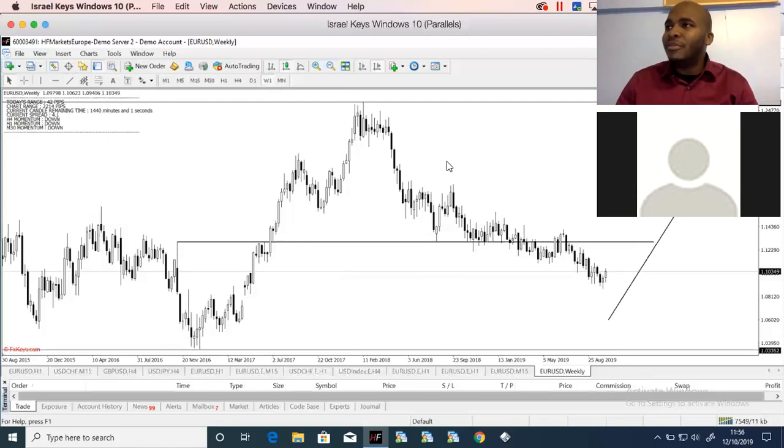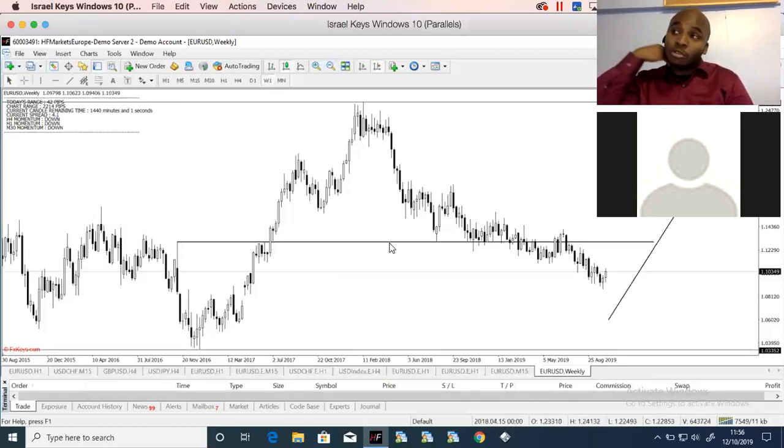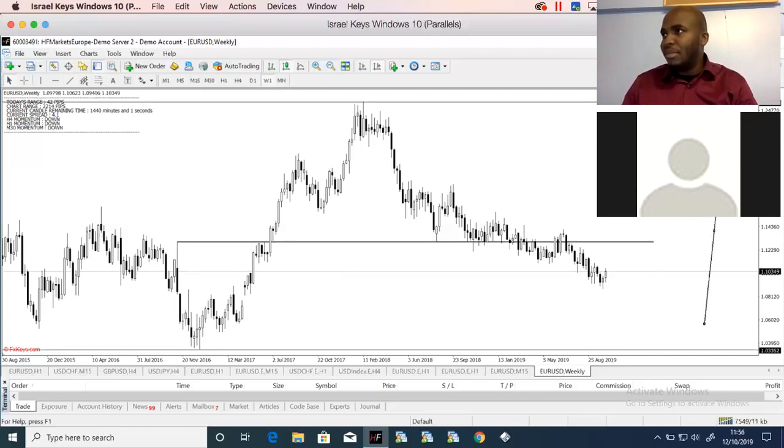But there's certain fundamental factors that I have come to the conclusion that I'm expecting over the course of the next year or so, the euro to go up against the dollar. So this is on the weekly chart. So my weekly direction is bullish. That means nothing at the moment, but it's good to know. My weekly direction is bullish.